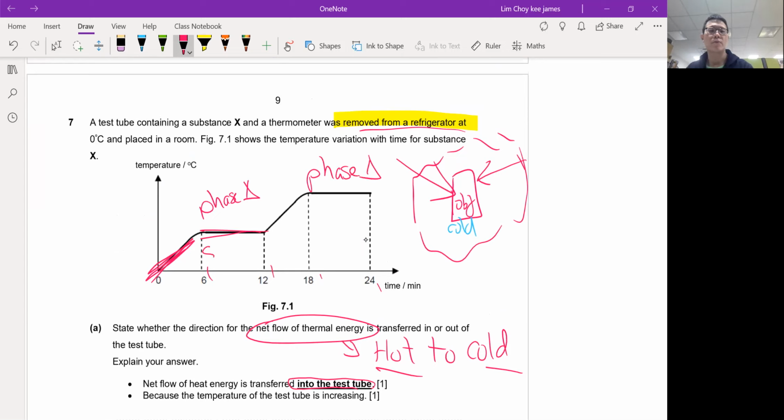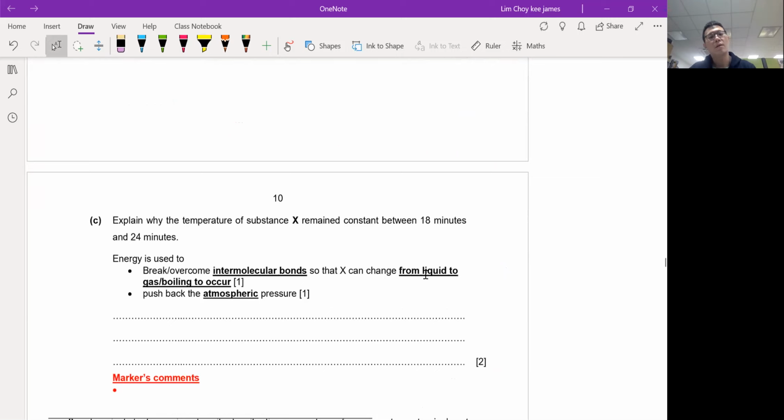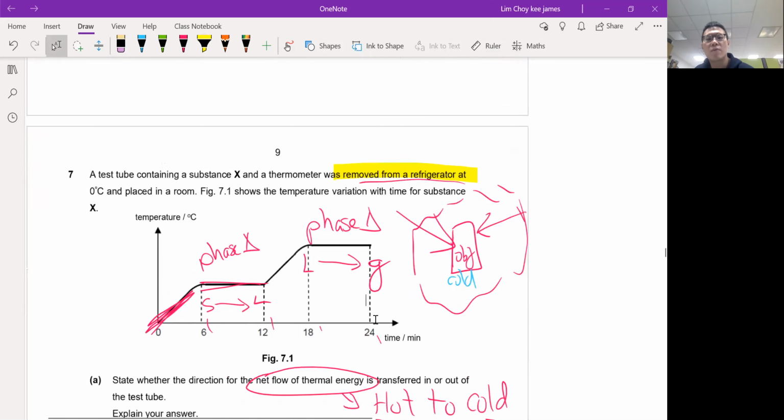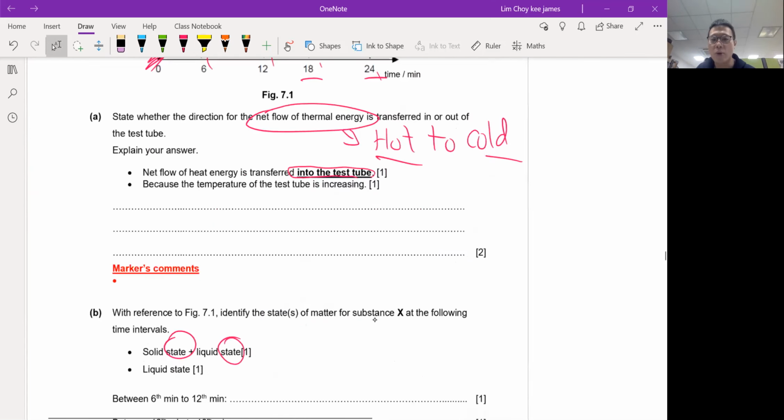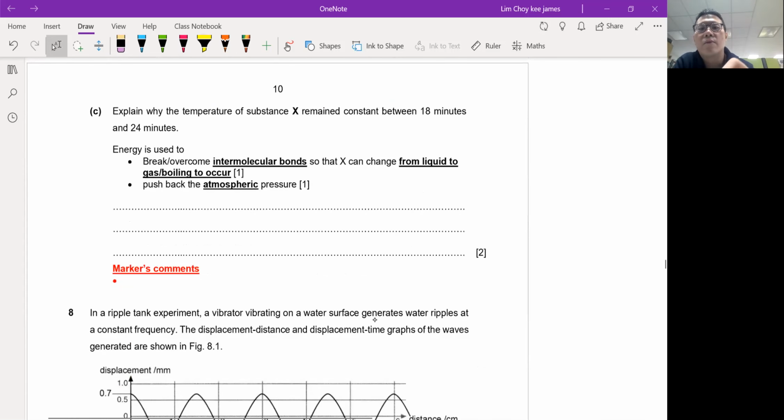From this side, it will be from solid to liquid. This will be from liquid changing to gas. Nothing much for classic examples. For changes, take note, 18 to 24 here refers to boiling. Now, for boiling, the keywords that we always tell students is there are two particular important stages. The first stage is to break the intermolecular bonds. This particular stage is for where? For the object to change from liquid to gas.